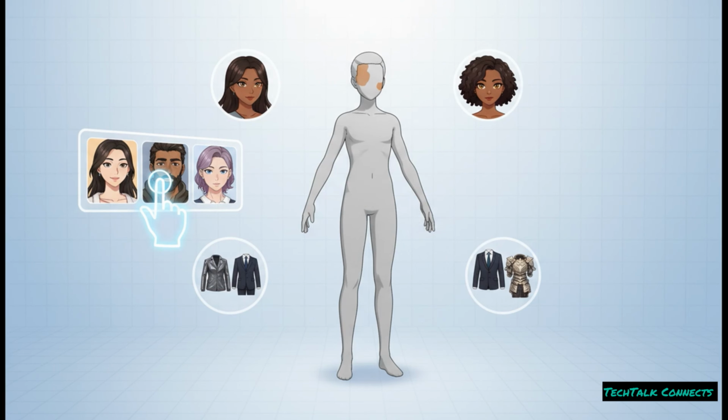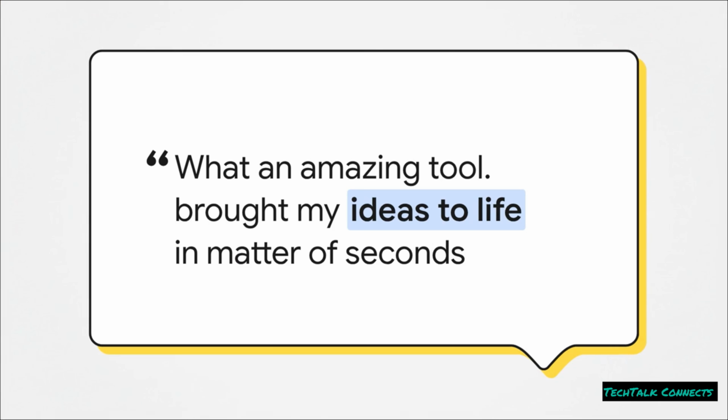And that level of control absolutely extends to your characters. You are not stuck with generic-looking people here. The AI character generator lets you define everything: their clothes, their style, their ethnicity, their gender, making sure you can build a cast that genuinely represents the story you're trying to tell. And hey, don't just take it from me. This is a quote from an early user over on Discord, and it just perfectly captures that wow moment of the platform, taking these complex ideas and making them real, visually, in a matter of seconds.